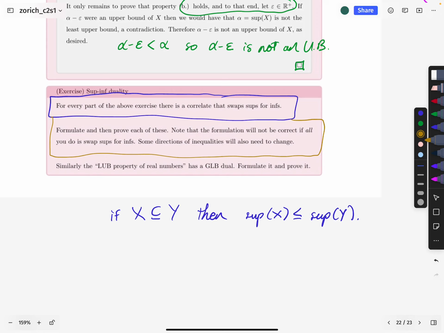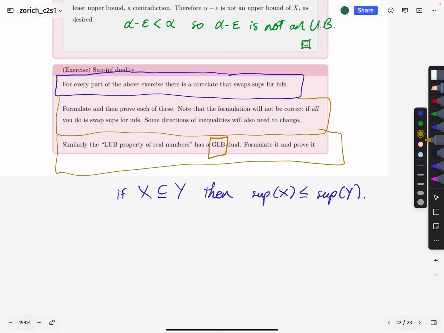Also, there is a dual for the least upper bound property. I think we've almost proved it in an earlier part of this exercise, but make sure that you can formulate and prove the dual of the least upper bound property, which would be a greatest lower bound property. And I'll show you my solutions in the next video.